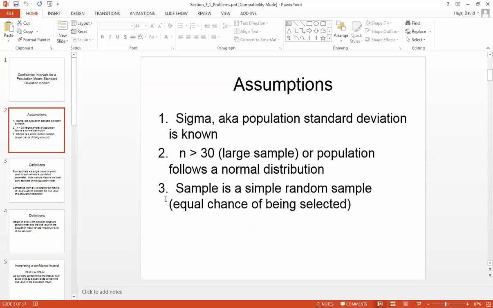Our assumptions are that sigma, aka the population standard deviation, is known. You'll find in some textbooks that if it's a large sample, they'll use s as an estimate for sigma, the population standard deviation. But for this lesson, we're going to assume that the population standard deviation is actually given. N is greater than 30, it's a large sample, or the population follows a normal distribution. And the sample is a simple random sample: everything has an equal chance of being selected.